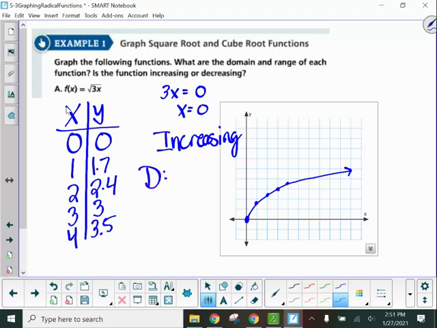Your domain, so my x values are getting continually bigger, so my domain is going to start at 0 and go to infinity. My range also starts at 0 and goes towards infinity. If your function was decreasing, that is going to cause the range to reverse. So you're going to start at negative infinity and then go up to whatever the value is that you start your table at.